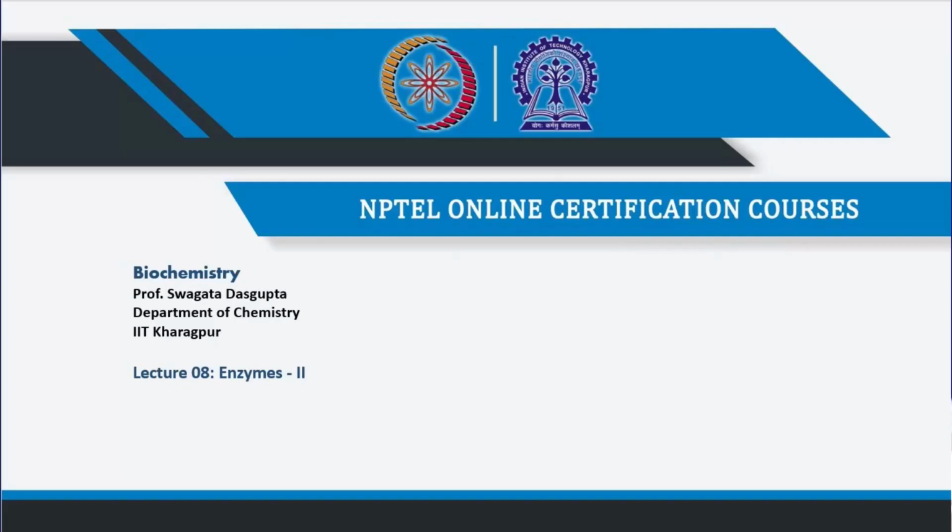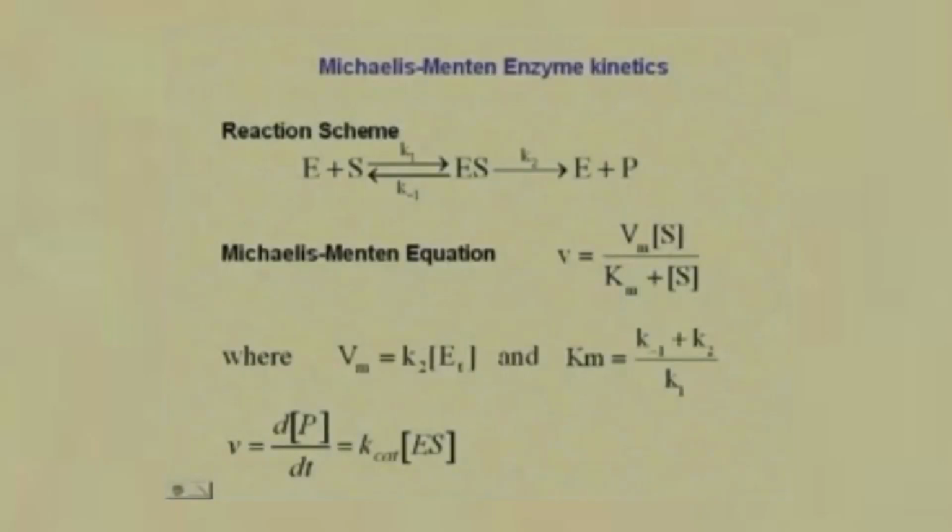Continue our discussion on enzymes and enzyme kinetics. What we discussed last time was Michaelis-Menten enzyme kinetics. Now, for this, we have a particular reaction scheme where we have the enzyme react with the substrate to form what is called an enzyme-substrate complex. Now, in this enzyme-substrate complex, we have an equilibrium, what is called a pre-equilibrium step, which then finally dissociates into the products E plus P.